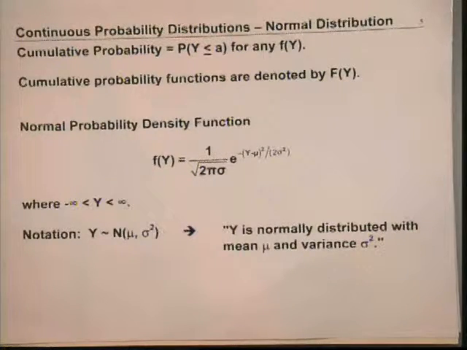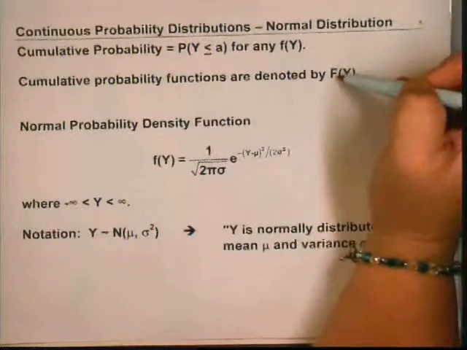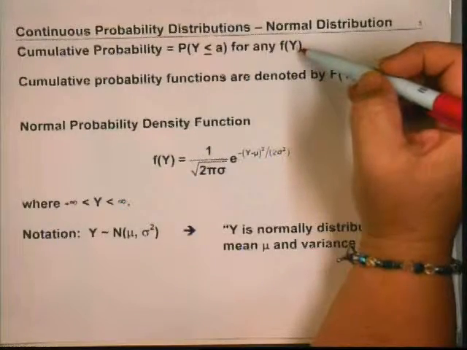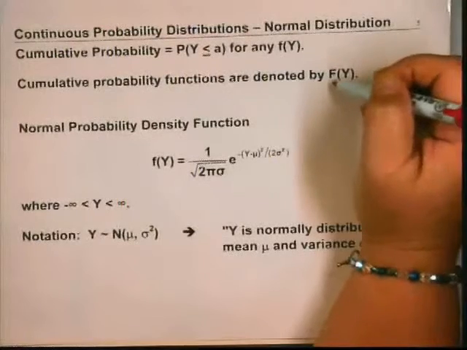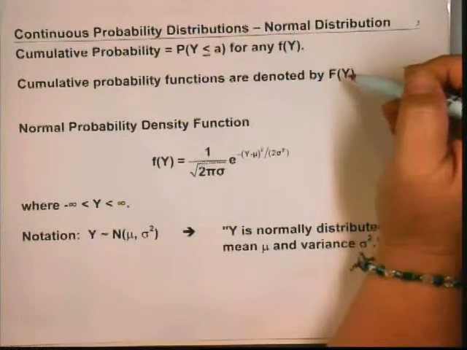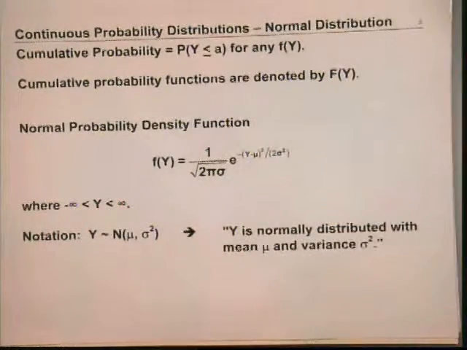Cumulative probability functions in literature are denoted by capital F. The PDF, the probability density function, is lowercase f. And so for cumulative probability functions, capital F, as y gets larger, the capital F of y gets close to 1, since probabilities cannot exceed 1.